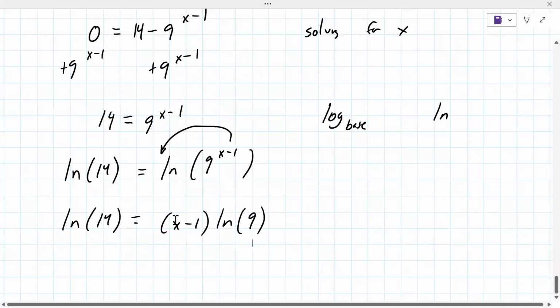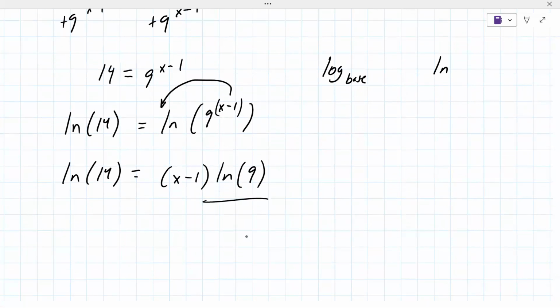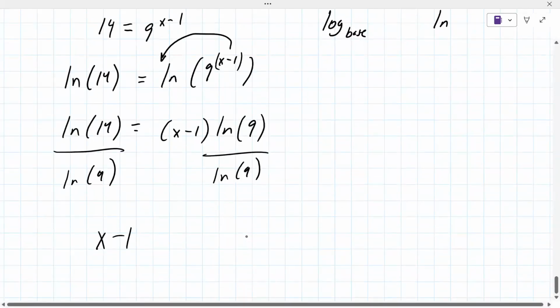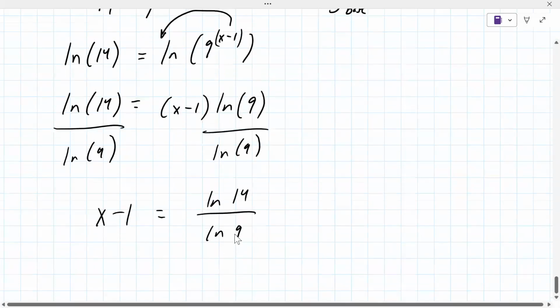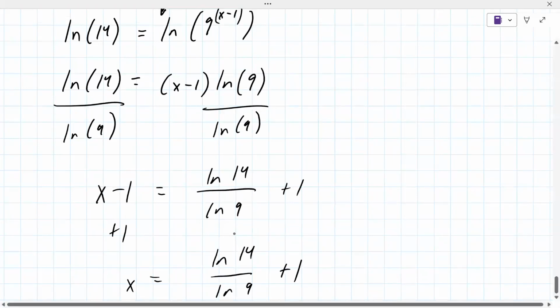The reason that x minus 1 is in parentheses is both of them are multiplying this. Really, it's implied up here that it's in parentheses. Okay. Then you divide both sides by the natural log of 9. And so that gives you x minus 1 equals natural log 14 over natural log of 9. You don't really need the parentheses anywhere. I just was using them for like visual separation. They're not really needed. And then you add 1 to both sides here to get that. So x equals natural log 14 over natural log 9 plus 1.